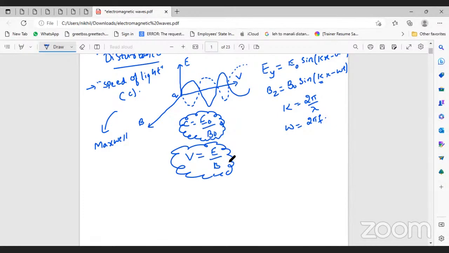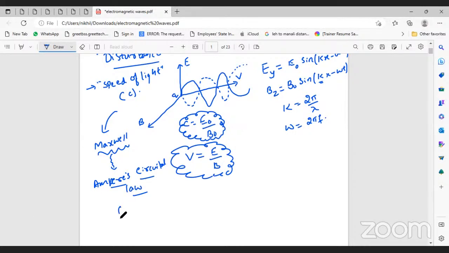So what is the speed of the electromagnetic wave? It is given by either V is equal to E by B, or you can say C is equal to E naught divided by B naught. And also, Maxwell has corrected the Ampere's circuital law. So who contributed the correction in the Ampere circuital law? That is called the Maxwell's.